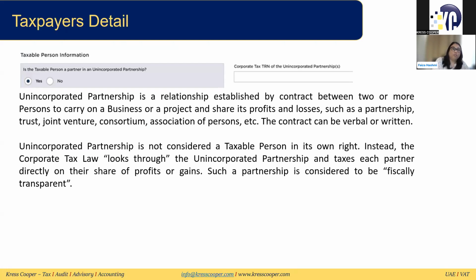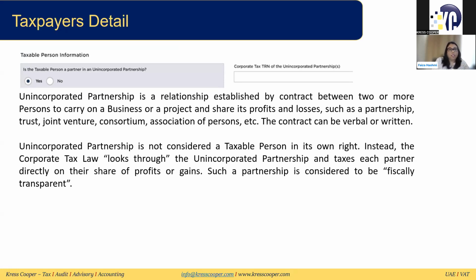So the first information that they will ask from you is whether the taxable person is a partner in an unincorporated partnership. Now, what is a partnership? Partnership is an arrangement between two or more persons. In the UAE, there are two types of partnership: one is incorporated partnership, one is unincorporated partnership. An incorporated partnership in corporate tax law is treated as a legal juridical person. Because it is distinct from its owner, it is treated like a company.